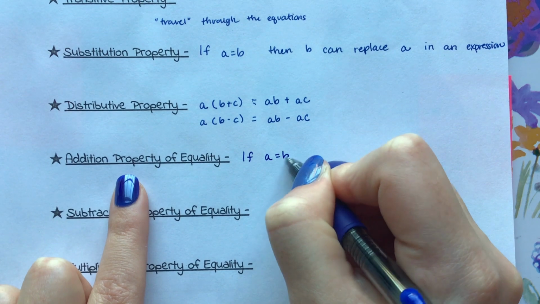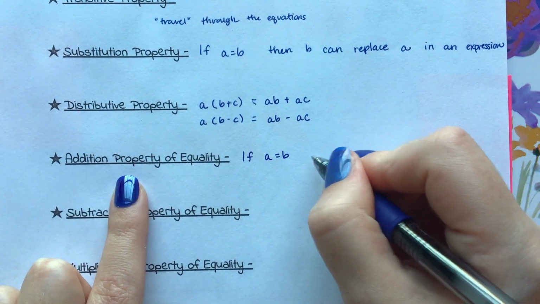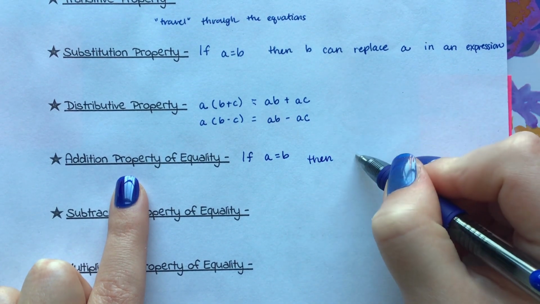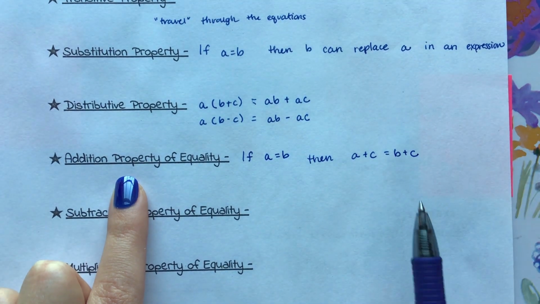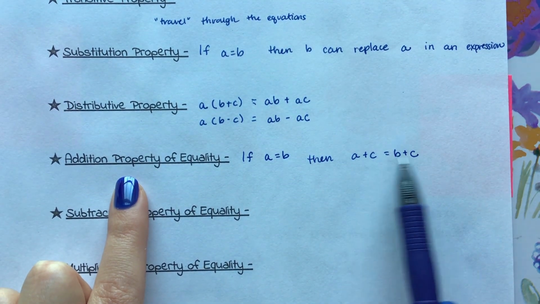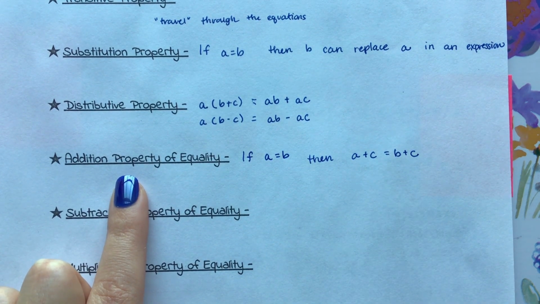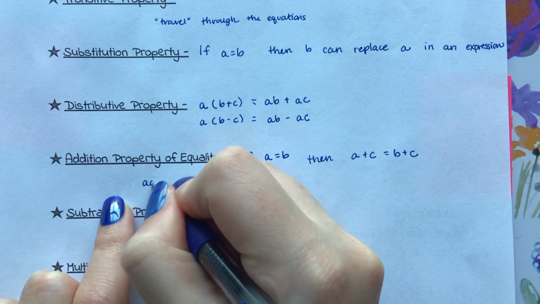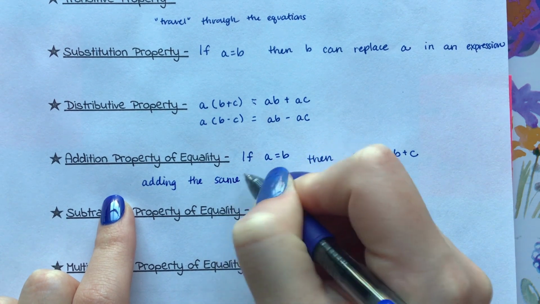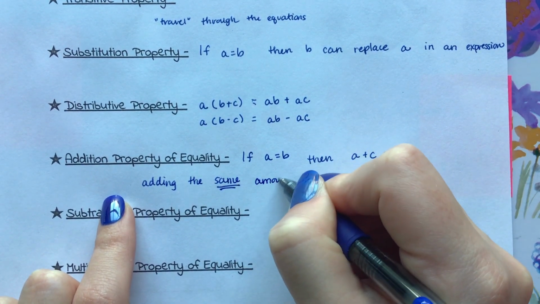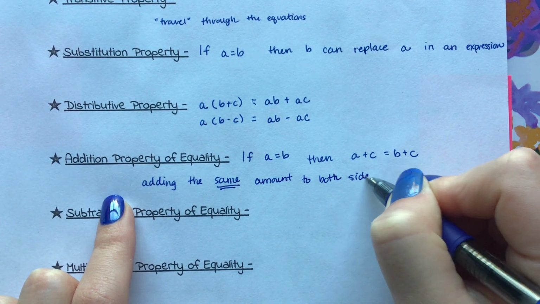If a equals b, so we have two sides of the equation that are balanced, then a plus c is equal to b plus c. I can add the same amount to both sides of the equation and get an equivalent equation. So this is when you are adding the same, that's important, same amount to both sides of an equation.